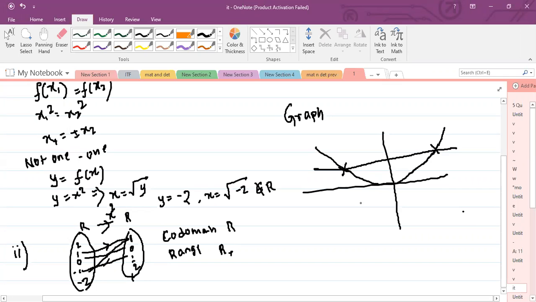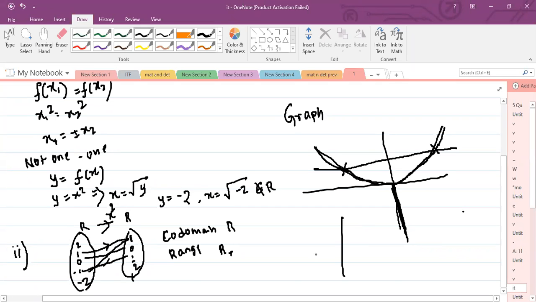And for onto, you need to look at for what values of y this function is lying. So see here, the graph is lying above the x-axis only. Below the x-axis, these values are blank. The graph is not at all here. Therefore, for y, you are only getting positive values. In the first and second quadrant, y is either positive or 0. Therefore, here codomain is not equal to range.